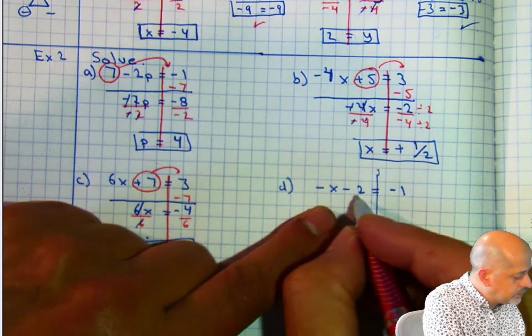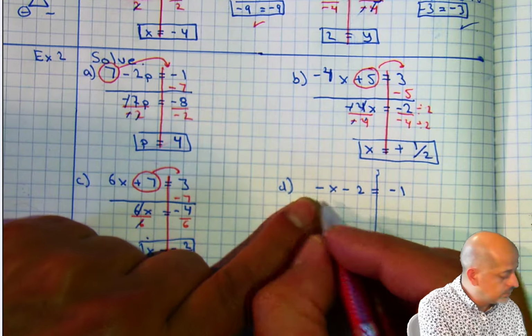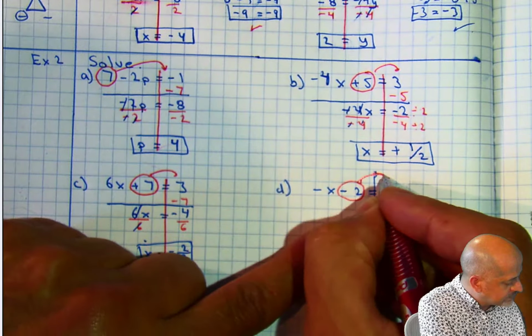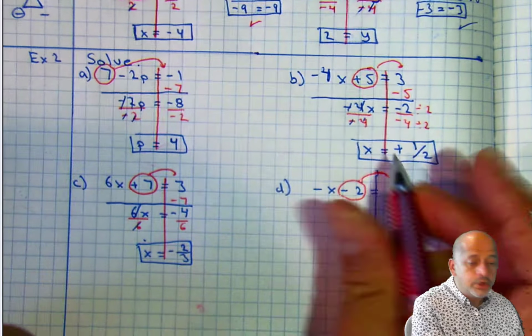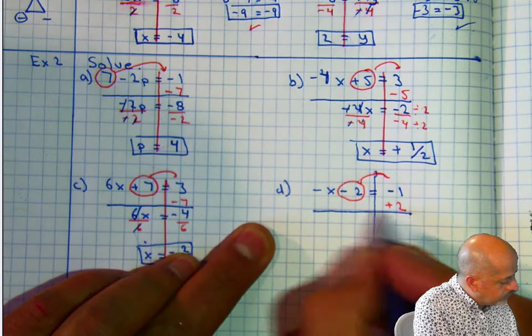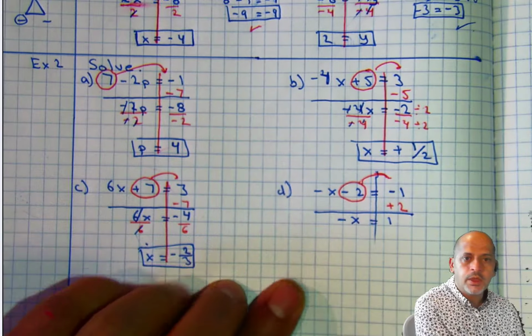Excellent. So in this case, I need to be able to leave the x by itself. So I need to get rid of the negative 2 and also the negative. So first I'm going to get rid of the negative 2. I'm going to move it to the right. You can say positive 2. Or you can do plus 2 and plus 2. I'm going to draw the line. That gives me a negative x equals 1.